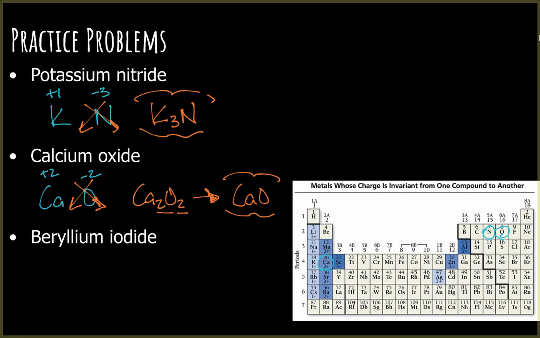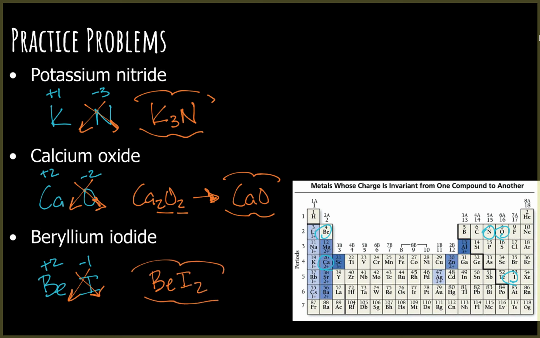Okay, the last one, beryllium iodide. Be is a +2. Iodine is a halogen, -1. Crisscross, BeI2.